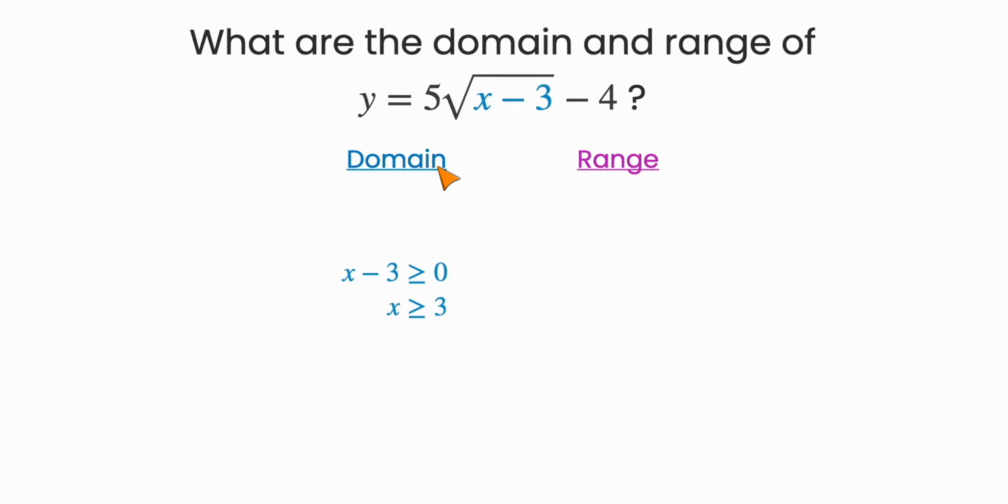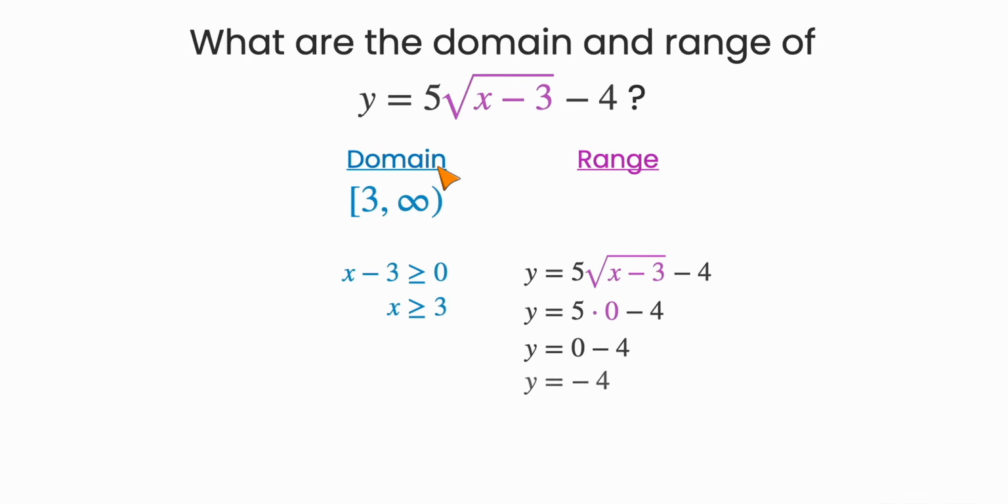This means that as long as x is greater than or equal to 3, the radicand won't be negative. So our domain is all x values greater than or equal to 3. We also know that the value of the entire radical itself must be greater than or equal to 0. So to find one end of our range, we can find the value of y when the entire radical is 0. Simplifying the right-hand side, we see that when the radical equals 0, y equals negative 4. This could be the minimum or maximum value of our range.